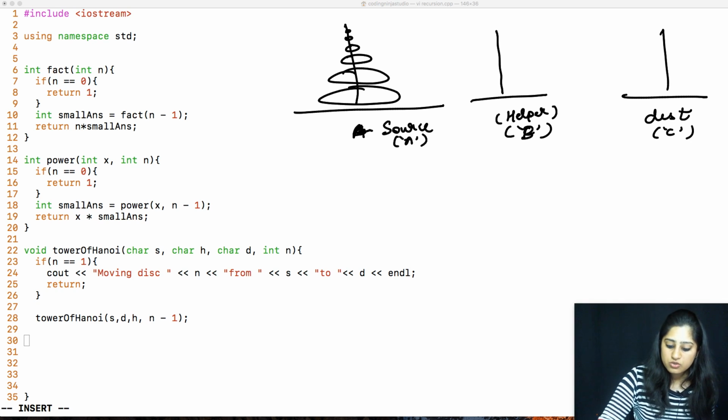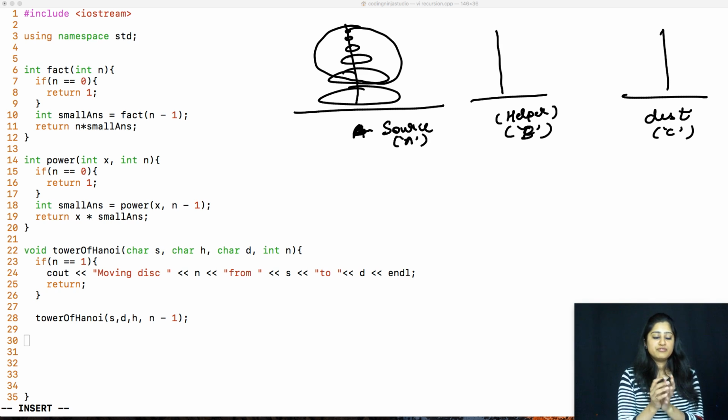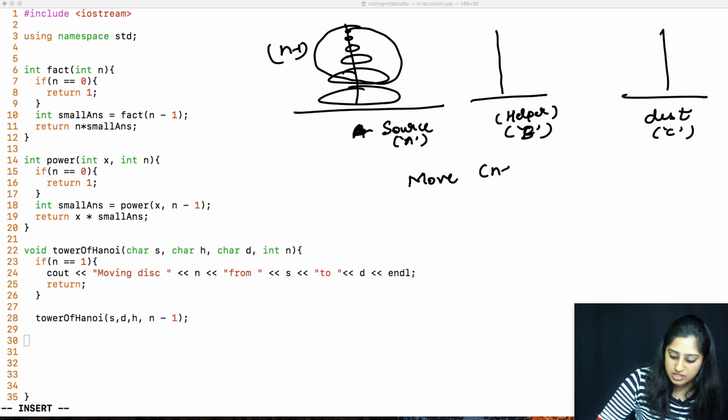So now the way we should proceed is, we should assume that we will be able to move first n minus 1 disks collectively. We will be able to move first n minus 1 disks from A to B. Now in order to do so, what I have to do is, I have to move first n minus 1 disks from A to B.